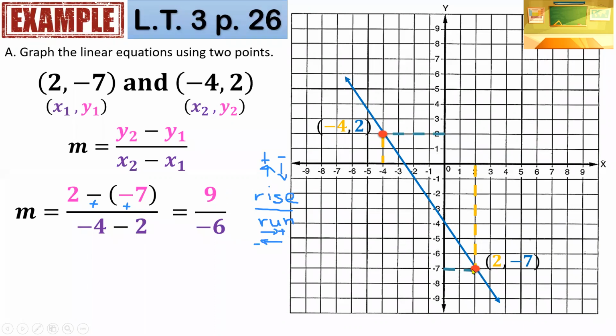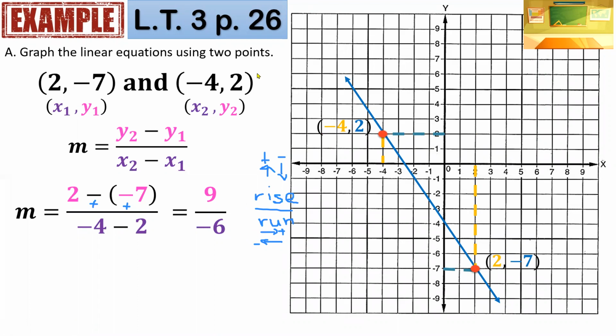So, pag from this point, papunta dun sa taas, siyam daw yun. 1, 2, 3, 4, 5, 6, 7, 8, 9. Okay, 9. So, ngayon, may negative 6 tayo. Pakanan yan. So, bilangin natin. Ito yung 9. So, 1, 2, 3, 4, 5, 6. So, sakto. So, 9 over negative 6.